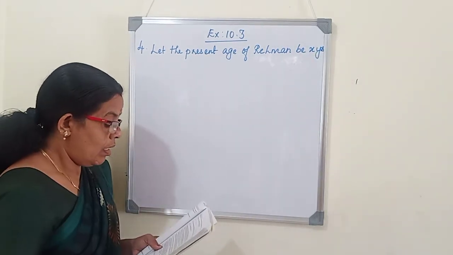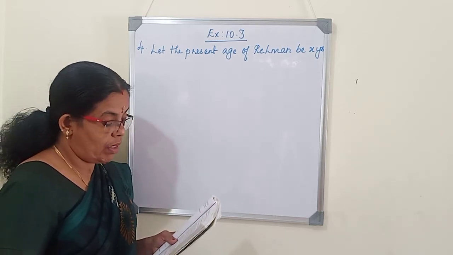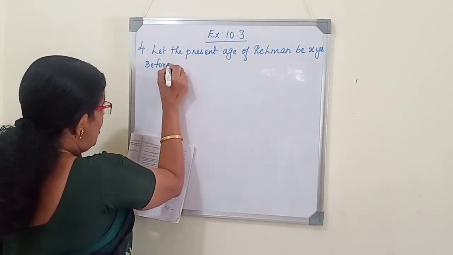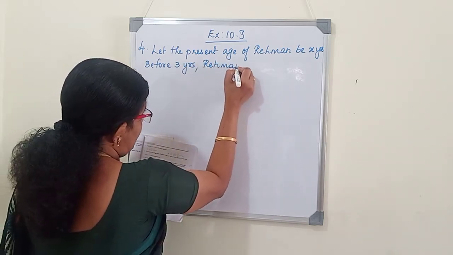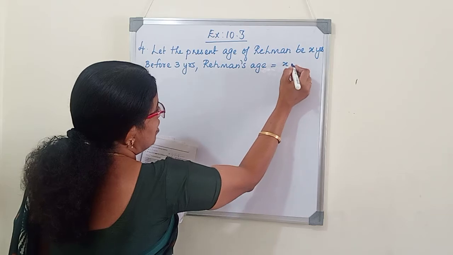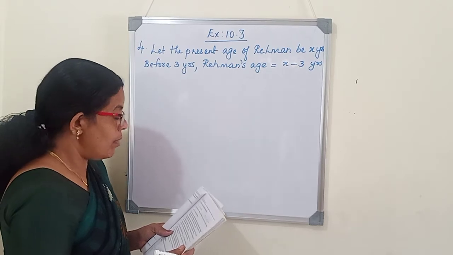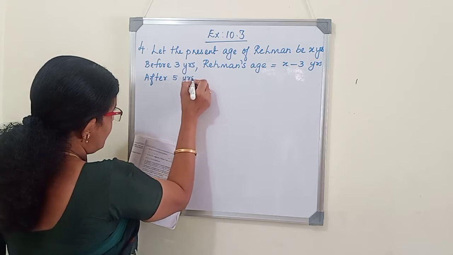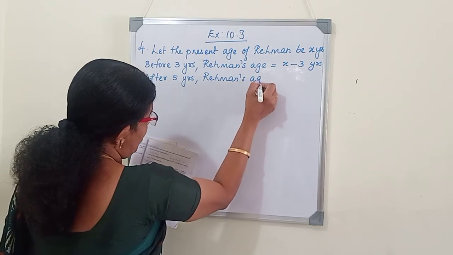Now, the sum of the reciprocals of Rahman's age 3 years ago and 5 years from now. So, first we will see 3 years ago, that is before 3 years. At present, his age is X, means before 3 years, his age was X minus 3 years. And 5 years from now, that means after 5 years, Rahman's age is X plus 5.